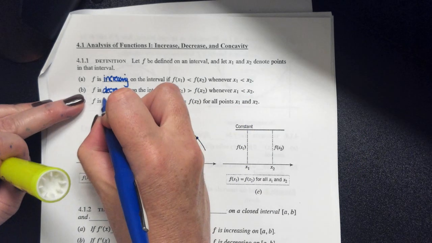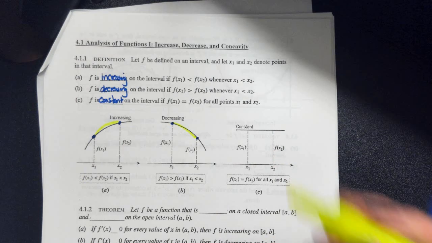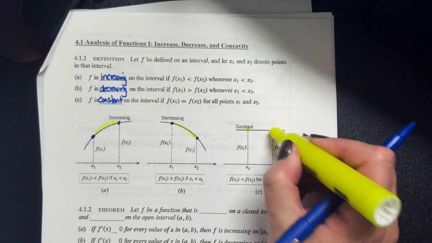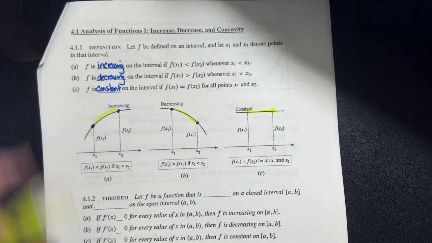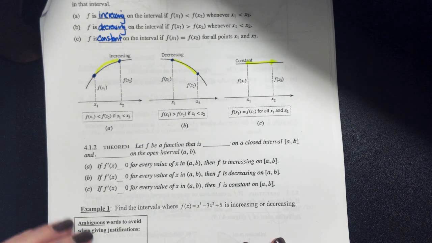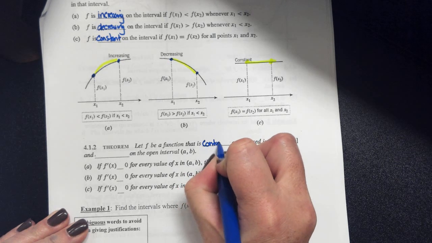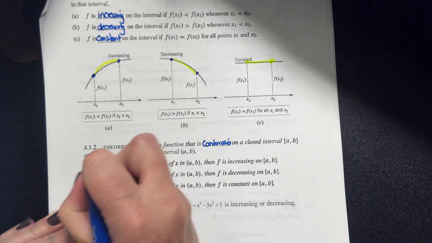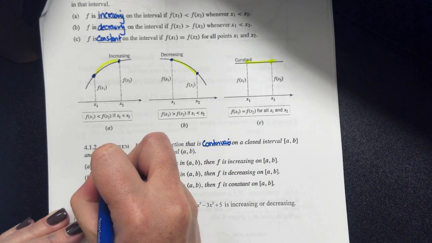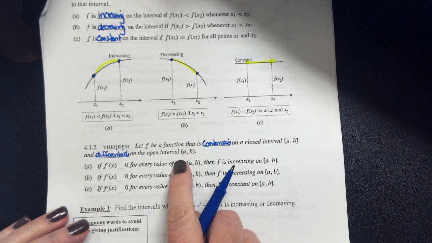We can also say that a function is constant on an interval if the two y values are the same between an interval. So this leads us to a theorem that f has to be a function that is continuous on a closed interval a to b and differentiable on an open interval a to b.